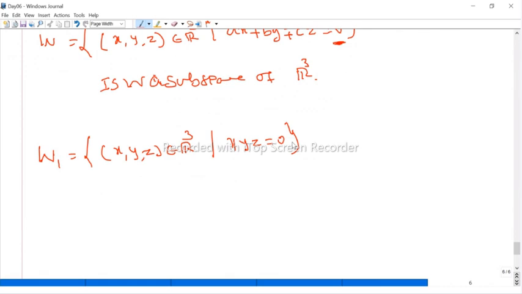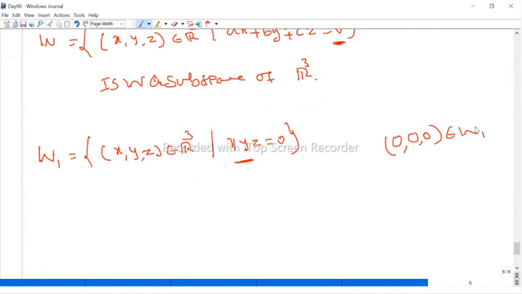We cannot say what xyz represents. It's not a plane, not a line equation, not a plane equation. But we have to check that. Anyway, (0, 0, 0) should be there. If we are going to say a set is a subspace, the zero vector should be there. That means (0, 0, 0) satisfies this condition, and yes, the product is 0. That is the first condition to check, and it is there. But that is not enough.